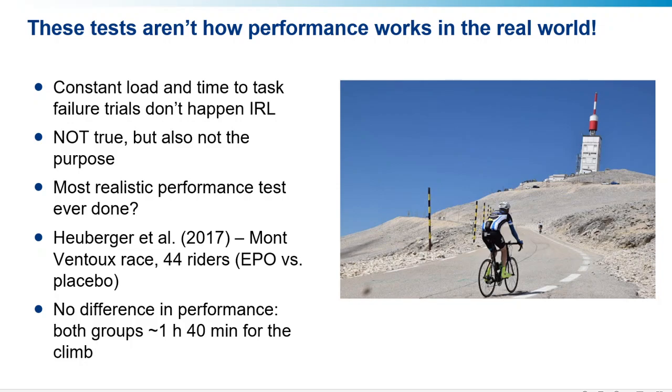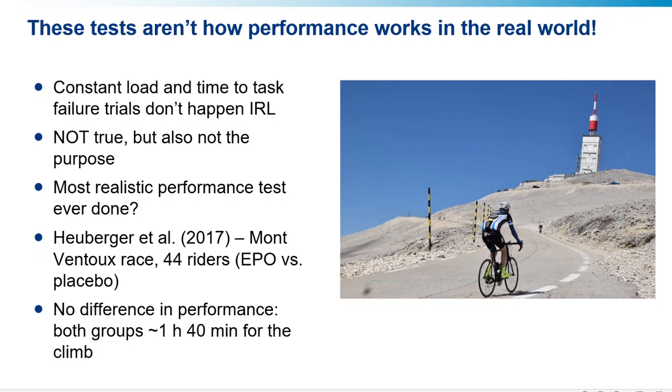It took them an hour and 40 minutes to climb this mountain after having pedaled for 110 kilometers. So that intensity of exercise is probably, if not in the moderate intensity domain, probably in the lower regions of the heavy intensity domain. In other words, the cardiovascular and muscular systems are not being stressed maximally by this exercise task. And as a result, it's unlikely that you'd see EPO demonstrate its effects because you're not pushing VO2 max.